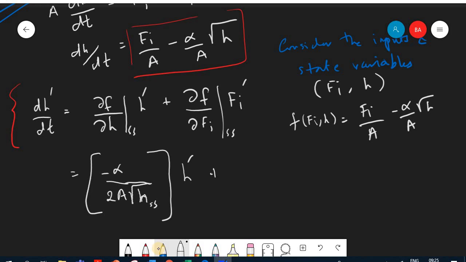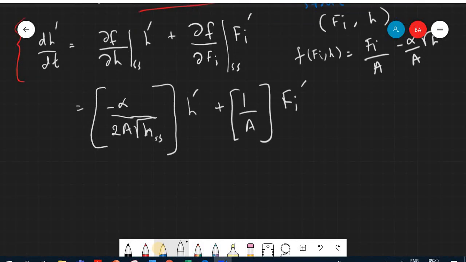And then what is df by dfi? We derive the function in accordance to fi, and the second term here will be 0. I have fi here only, and if you take the derivative of that, it will be 1 over area. It's 1 over area, a constant, multiplied by fi, so it will be only 1 over area into fi prime. Okay, that looks really beautiful.